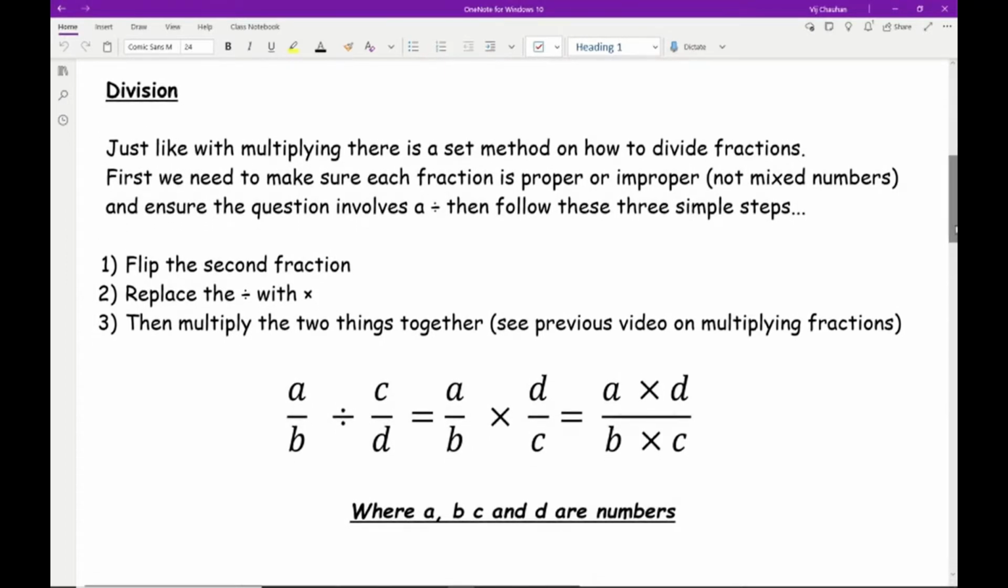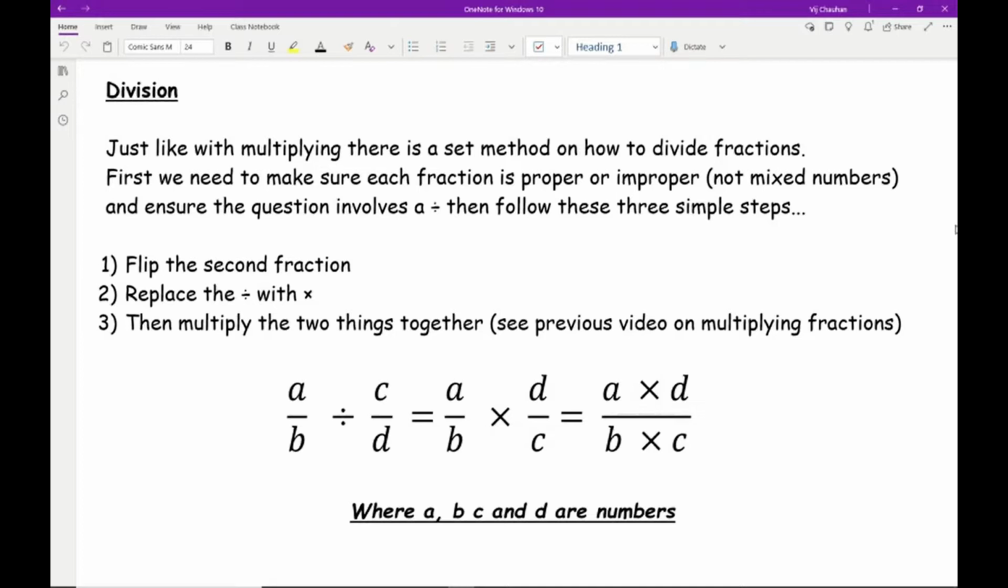Just like with multiplying, there is a set method on how to divide with fractions. First we need to make sure that each fraction is proper or improper, in other words not a mixed number, and then we need to ensure that the question involves a division symbol, and then we just need to follow these three simple steps. If you're not too sure about what we mean by a question involves a division symbol, we'll lead on to an example where we focus on just that.